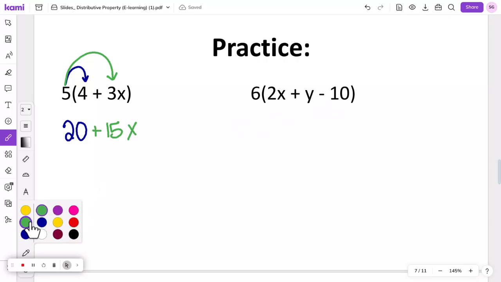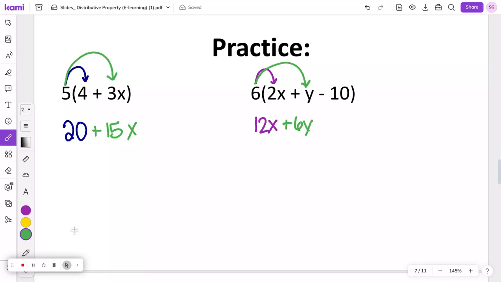We can do something similar for this second problem here. I see the 6 is outside parentheses, so I want to simplify by distributing 6 with everything inside. So that means I need to do 6 times 2x. That would be 12x. I also need to do 6 multiplied by y. When I see that y, I know from the previous lesson that there's a 1 in front of it. So if it helps, you can think of 6 times 1y. 6 times 1y would still be 6y. And then finally, I need to multiply 6 with that minus 10. 6 times negative 10 gives me negative 60.